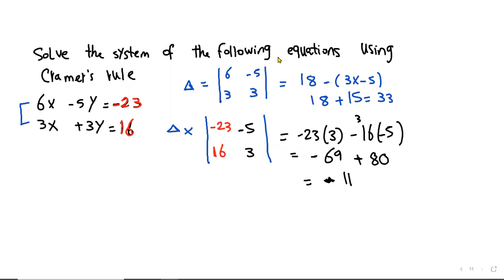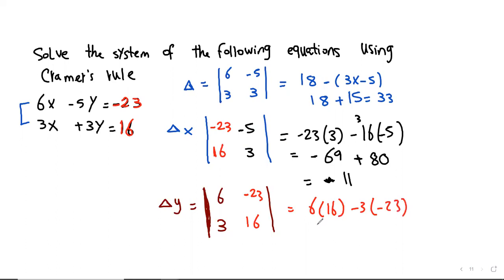Then you will find delta y. What is delta y? Delta y means don't take y. So if I didn't take y, what would I write instead of y? Don't take y and write the x coefficients as they are, 6 and 3. Then change all coefficients of y and write instead of them the constants, negative 23 and 16. So delta y is 6 times 16 minus 3 times negative 23.